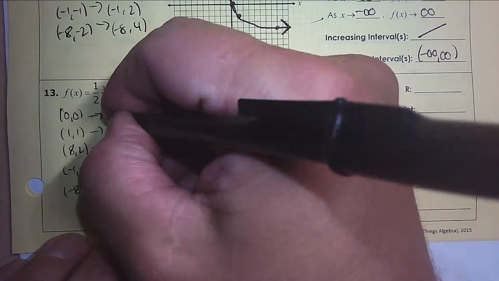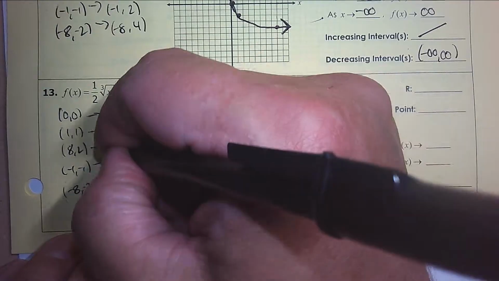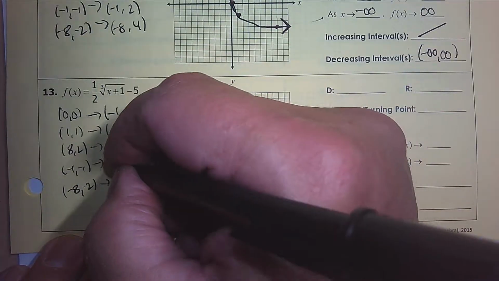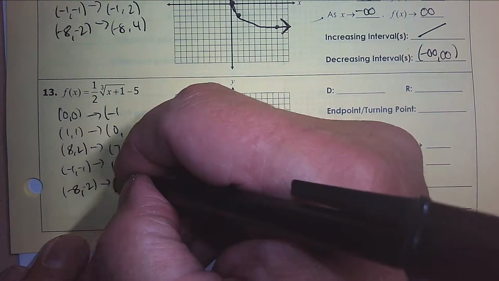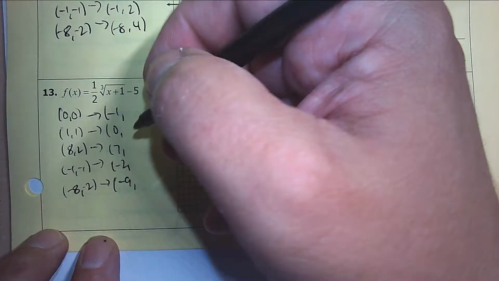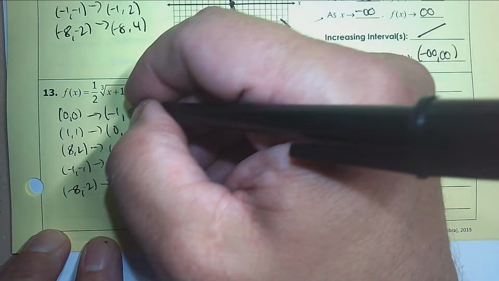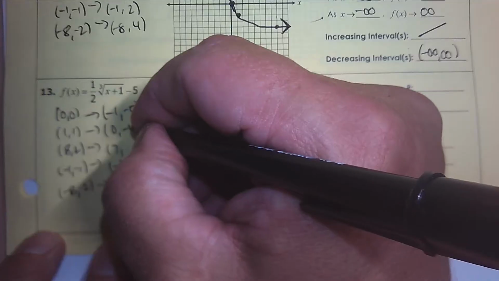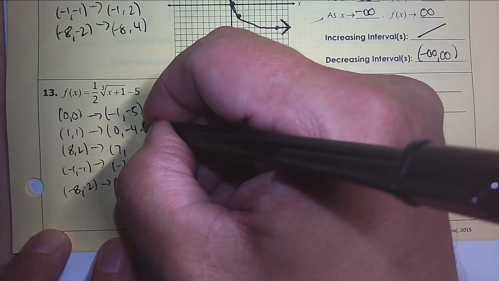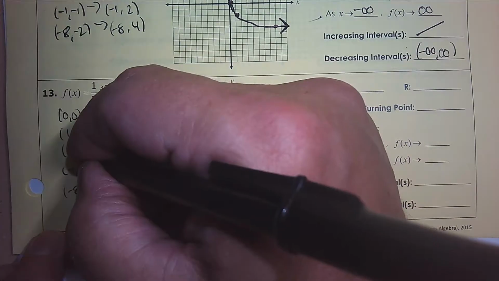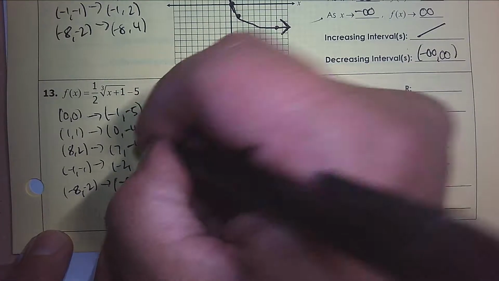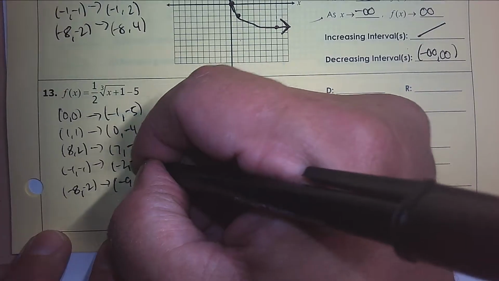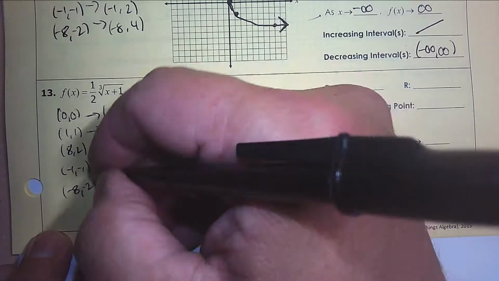So we're going to subtract 1. No quiz tomorrow. We're going to go times a half and subtract 5. Half of 2 is 1 and subtract. So again, half of negative and subtract.